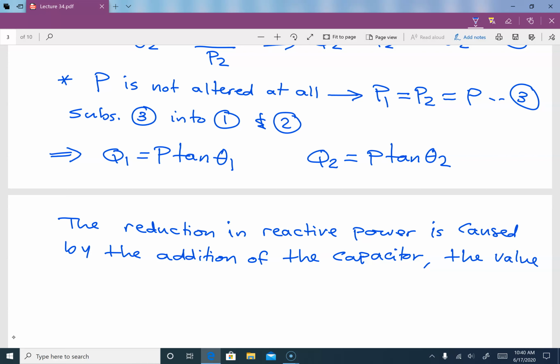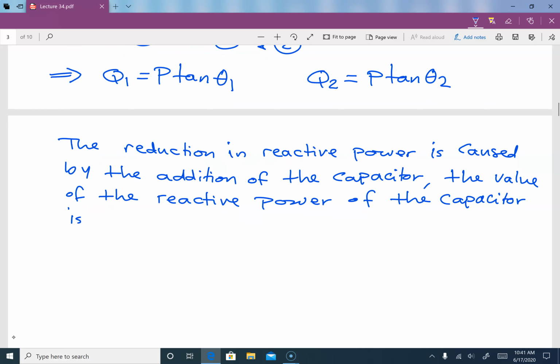So the value of the reactive power of the capacitor is QC equal to Q1 minus Q2, because this over here is the original Q of the load, and this over here is the resulting reactive power after compensation, because the resulting reactive power after compensation is caused by the addition of the capacitor.